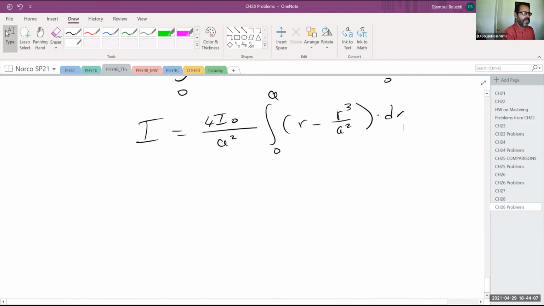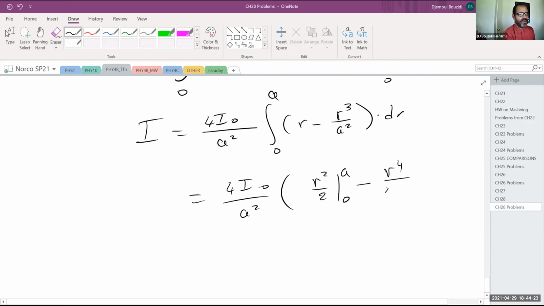So if I sub the values, this will be equal to 4I naught over a squared times r squared over 2, evaluated between 0 and a, minus r to the power 4 over 4a squared, evaluated between 0 and a. The upper limit is going to be a squared over 2, and the lower limit is going to be 0. The upper limit in here is going to be a to the power 4 over 4a squared, and I already have a cancellation in here. And the lower limit is going to be 0.